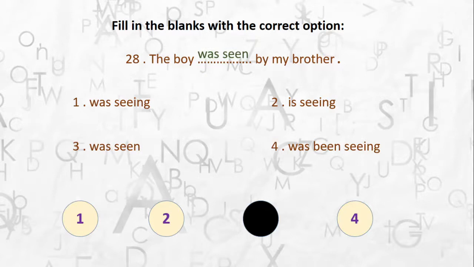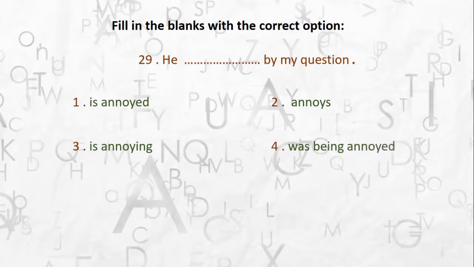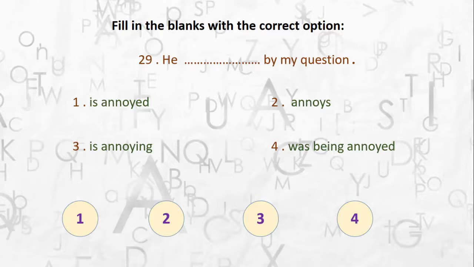And thus we come to the last example in this pattern. Fill in the blanks with the correct option, and that is question number 29 in this particular lesson. He dash by my question. He is annoyed by my question. He annoys by my question. He is annoying by my question, or he was being annoyed by my question. 1, 2, 3, 4. Which one is the correct one? It is yes, the first one. He is annoyed by my question.